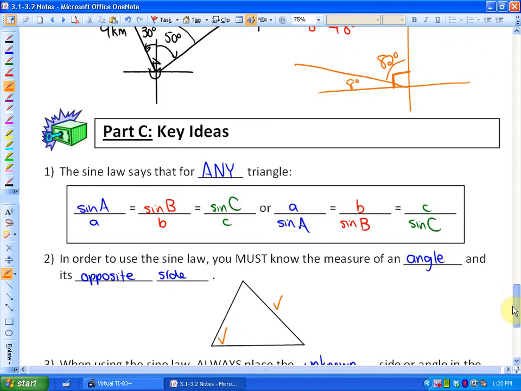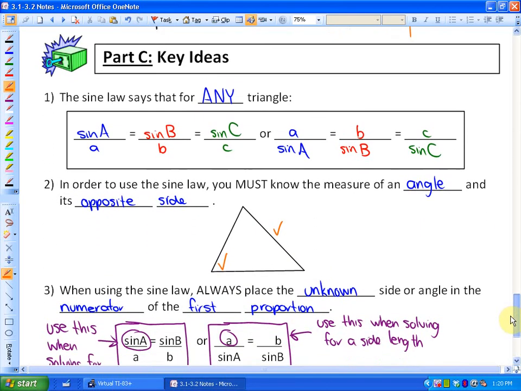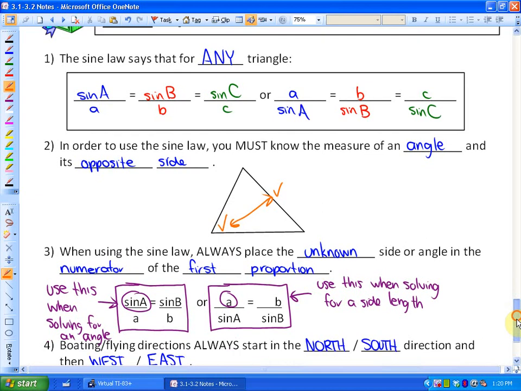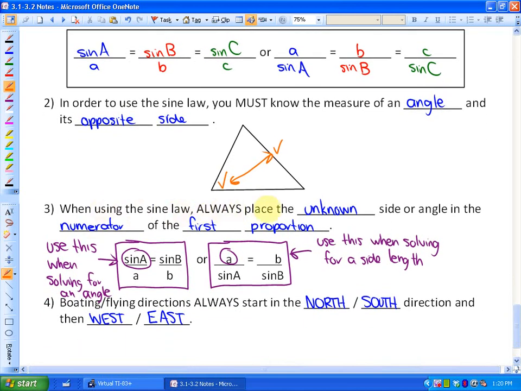So in summary, about the sine law, the sine law says that for any triangle, we have these proportions being equal. Sine A over side A is equivalent to sine B over side B, etc. And here's the important thing. In order to use the sine law, you must know the measure of an angle and its opposite side. So here's an example. If I know that angle and its opposite side, the sine law may be useful for me. Key idea number 3, when using the sine law, always place the unknown side or angle in the numerator of the first proportion. So if we're solving for an angle, we'd use this version and we put the unknown right there. So use this when solving for an angle.